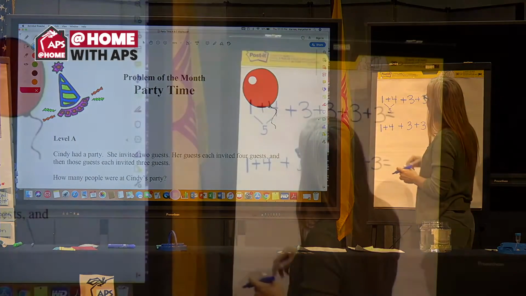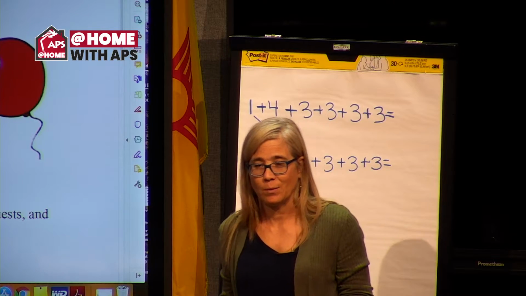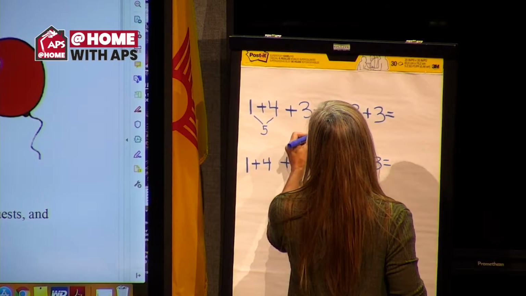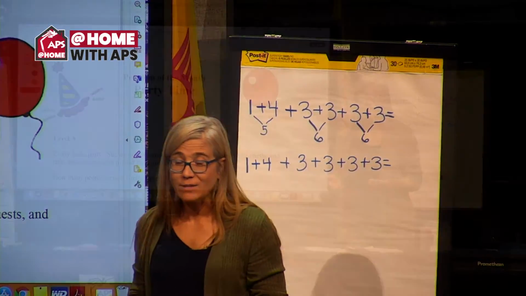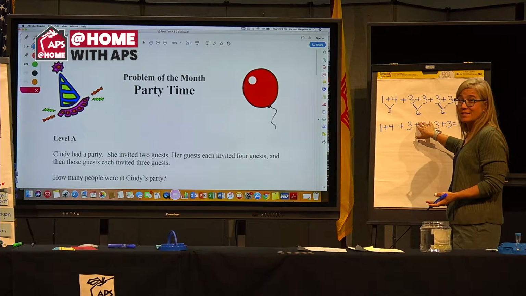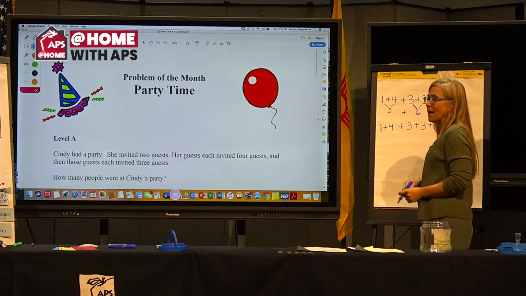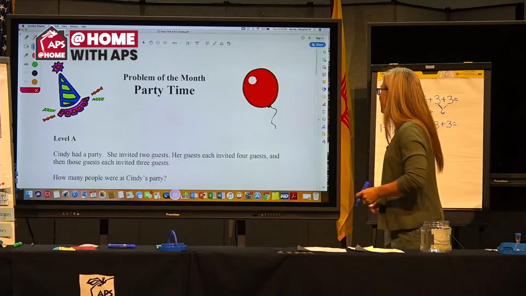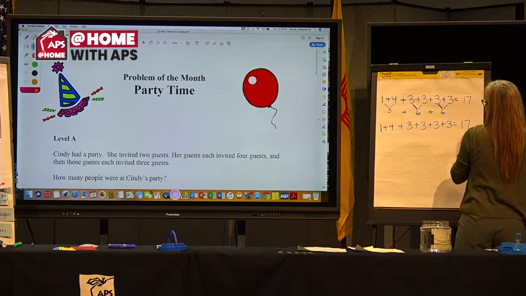And then we have 3 and 3. How much is 3 and 3? That's another combination we've been working on, isn't it? It's a double. 3 plus 3 is 6. And we have another 3 plus 3 is 6. And I actually see another double that we've been working on. Do you see it? We've done 6 plus 6, haven't we? So the 6 plus 6 is 12. And then I've got 5 more to add on. So I have 12, 13, 14, 15, 16, 17. So each of the first guests that she invited, we ended up with 17.